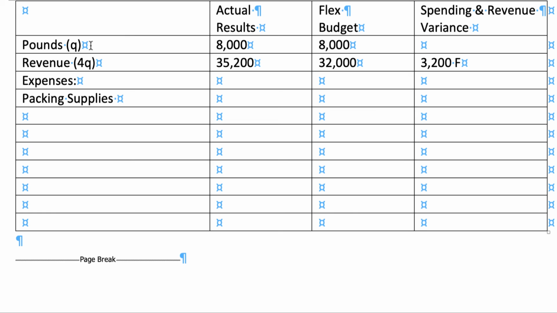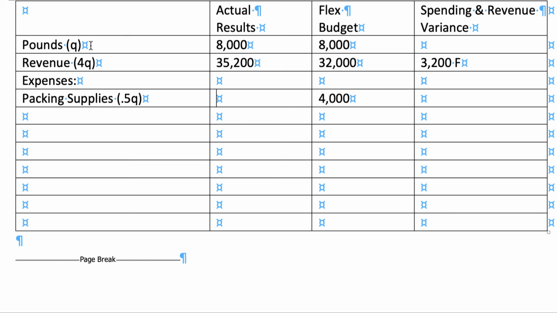What's the cost formula there? Well, it's 50 cents times the quantity. Okay, that's easy enough, right? So based on the flex budget of 8,000 pounds, how much should I have incurred in packing supplies? 4,000 bucks. Okay, let's look at the income statement on page 435.